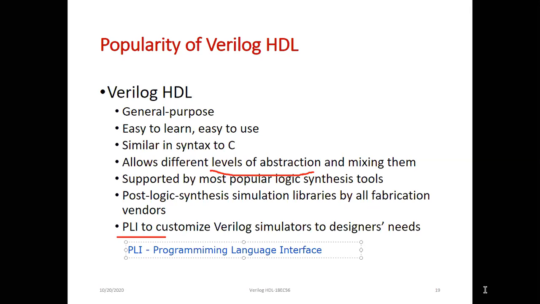This is a collection of software subroutines which permits a bidirectional interface between Verilog and other languages. You can interface Verilog with C, Verilog with Java, Verilog with object-oriented concepts. Whatever the languages are, you can interface. This is very important. That is why Verilog HDL is so popular. So designers can customize the Verilog HDL simulator to their needs with the PLI. So that is the popularity.